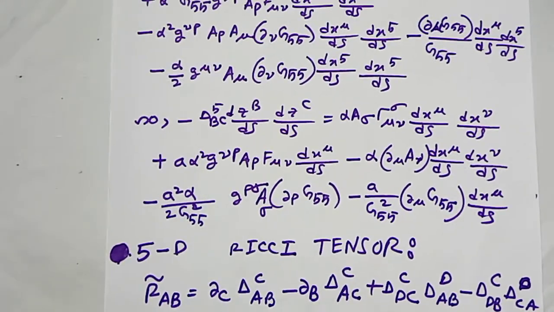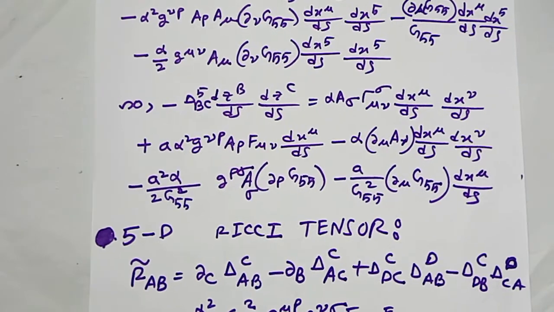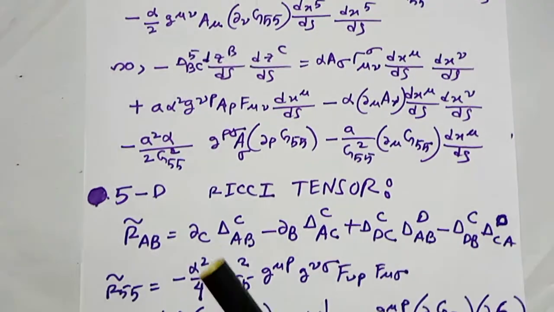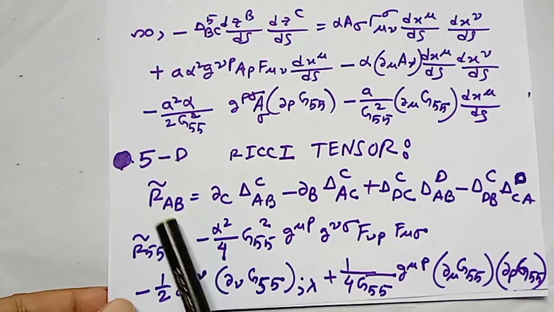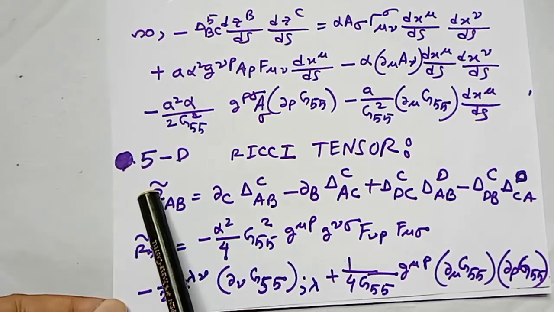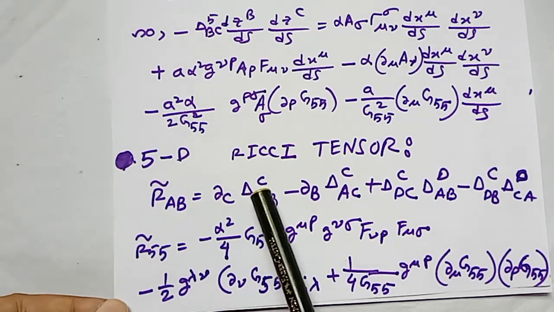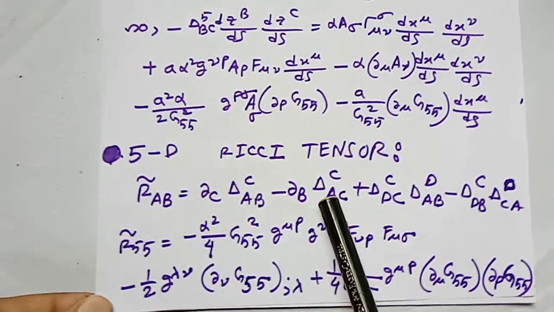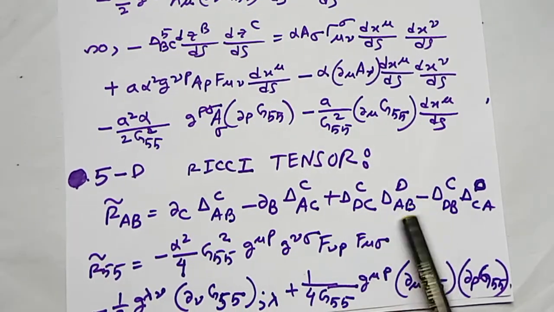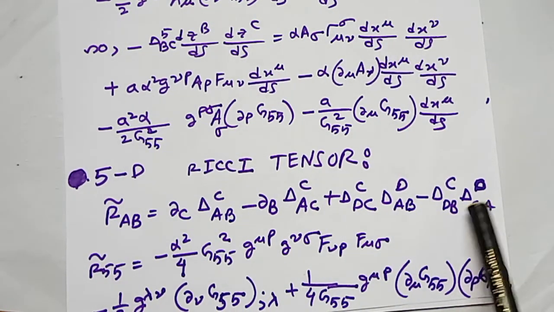Now the 5-dimensional Ricci tensor. This is for the geodesic equation in 5 dimensions. The 5-dimensional Ricci tensor is denoted as R tilde ab, while the 4-dimensional one is R mu nu. R tilde ab = ∂_c Γ^c_ab − ∂_b Γ^c_ac + Γ^c_dc Γ^d_ab − Γ^c_bd Γ^d_ca.